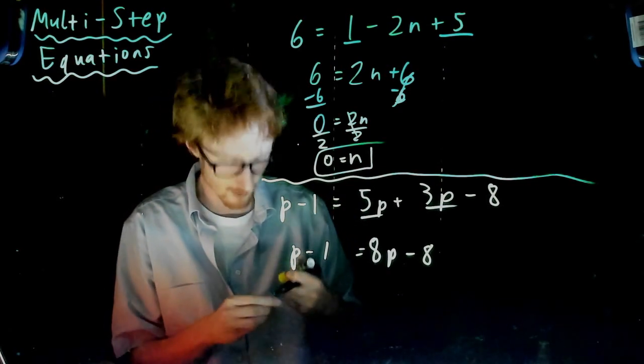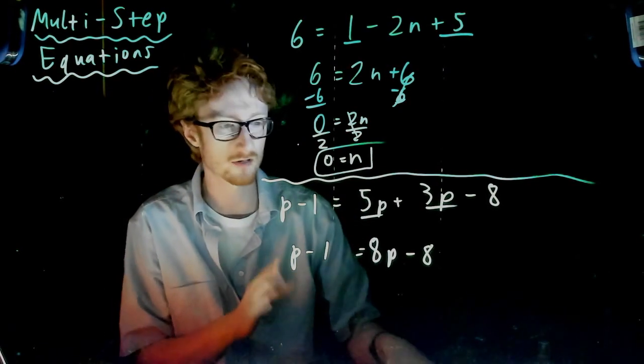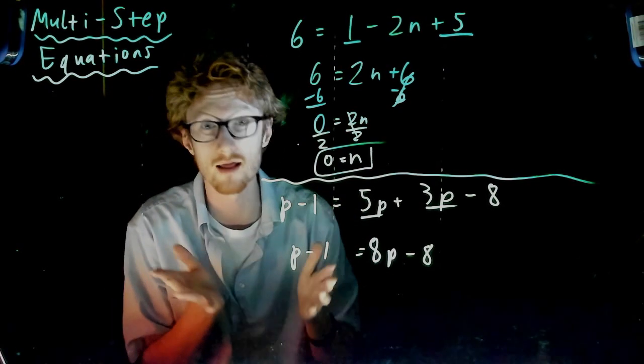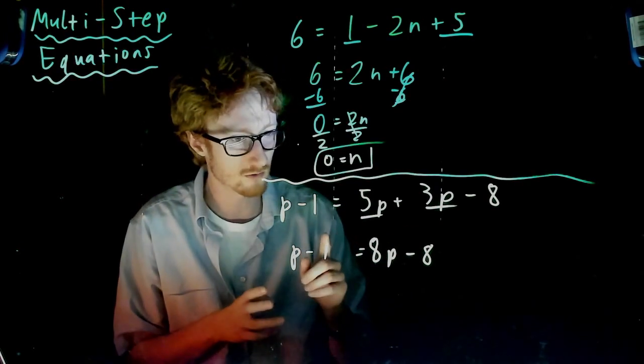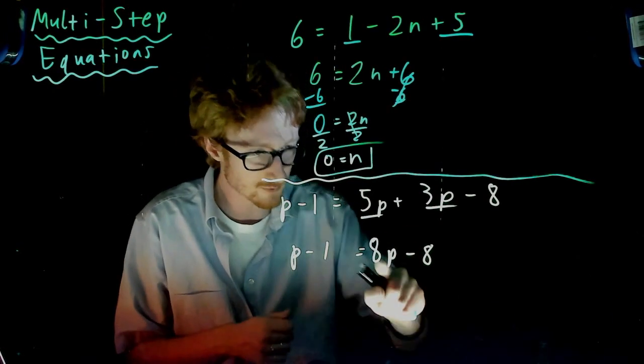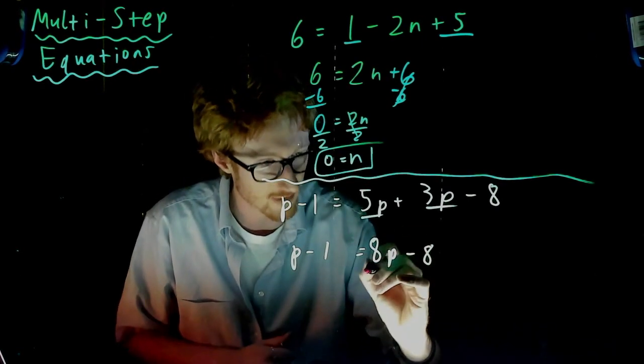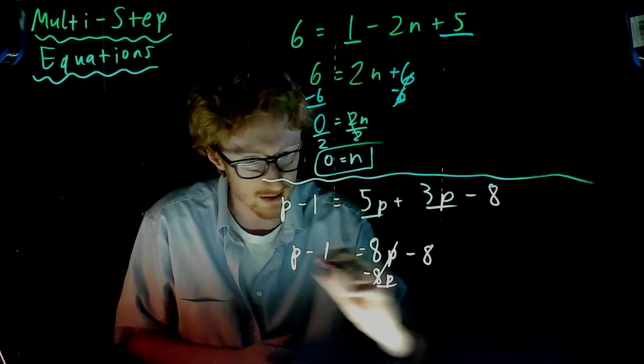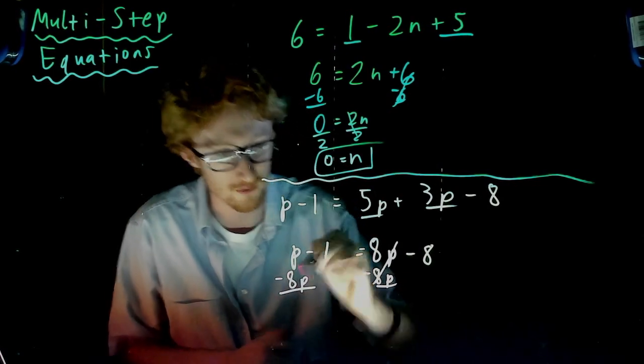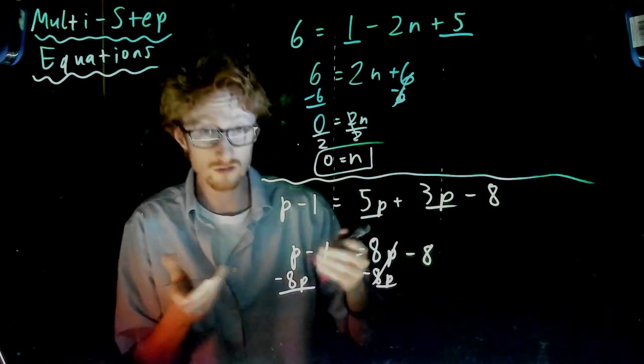Now, this is a bit weird because you have different things to do it, but what we want is we want all of our p's on one side, or our letters, whatever, and all of our numbers on the other. So let's do that. Let's move this over here and that over there. So the way I do this, just kind of like we did before, this is a positive 8p, so I need to move it over by subtracting. Now subtract from this one right here, okay? Because you want your p's together. And also you want your numbers together.